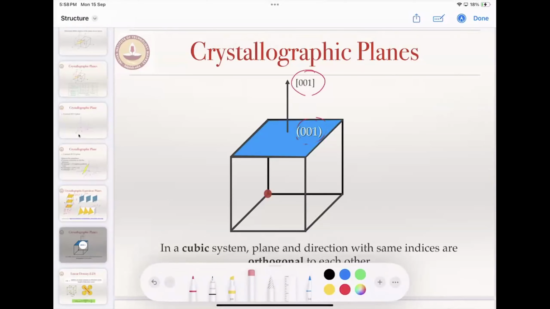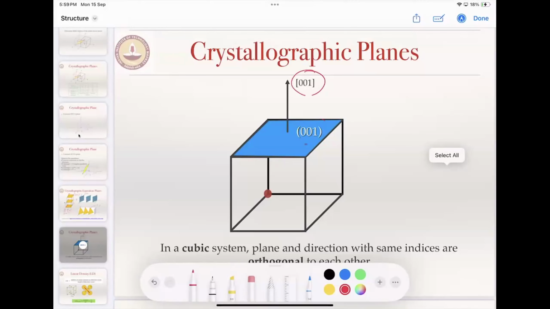You can verify that. Because this direction, 0, 0, 1, is something that we know, right? Is the direction 0, 0, 1 or not? The Z-axis. So in a cubic system, the plane and directions will have the same indices. That is true only for cubic systems. For other systems, it need not be true, but we will be dealing with mostly cubic systems. That is why we are making this observation.